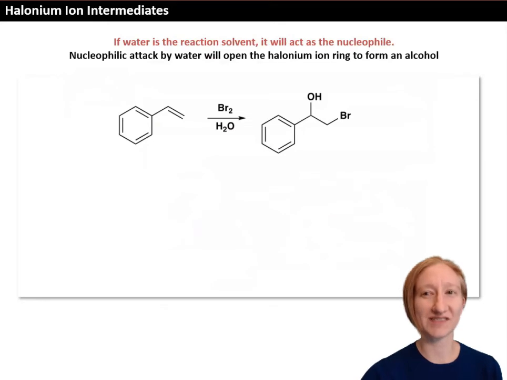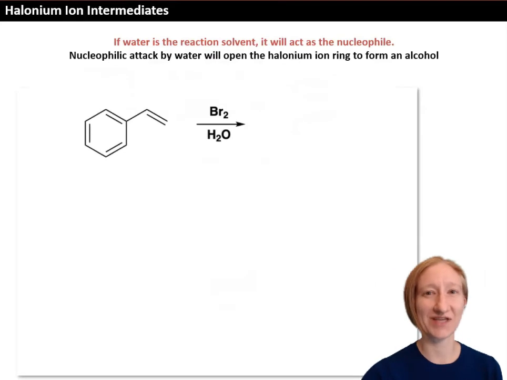Now in our previous examples, the bromide ion served as a nucleophile to open the ring. If we have water around as a reaction solvent, then water will act as the nucleophile and will open the ring, leading to the formation of an alcohol product. Okay, let's take a look at how that happens.